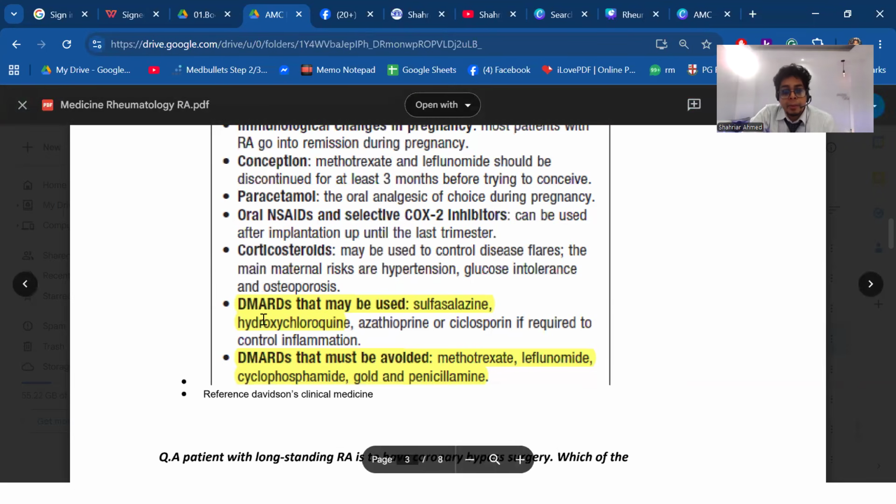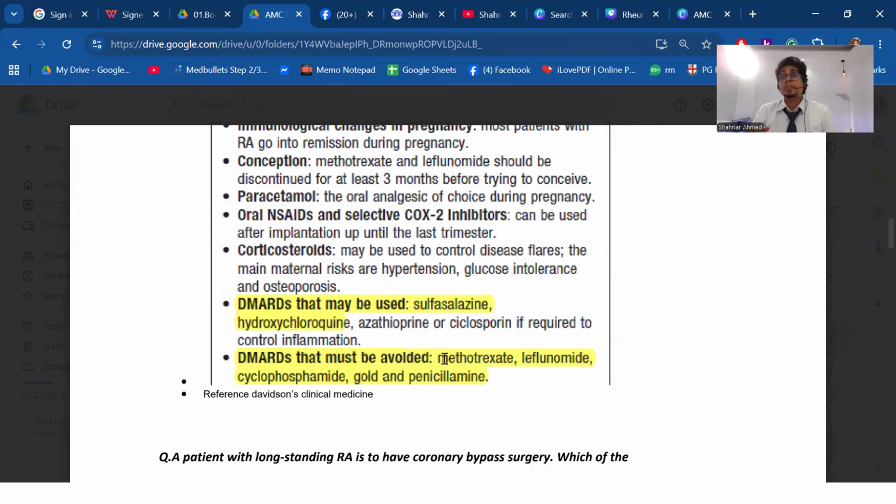All right. Now, DMARDs that can be used are sulfasalazine and hydroxychloroquine. Methotrexate must be avoided. Is methotrexate safe? Many times there's a question with methotrexate. Is it safe at all? Methotrexate in pregnancy? Not at all. It can cause neural tube defects, as can many other disease-modifying anti-rheumatoid drugs. Whereas sulfasalazine, these are safe.